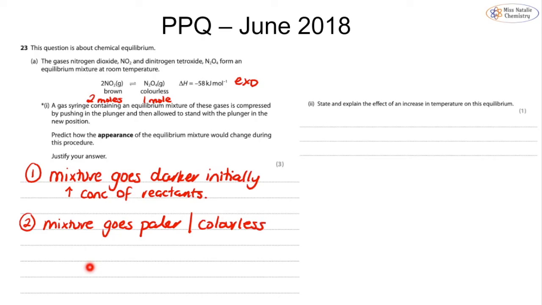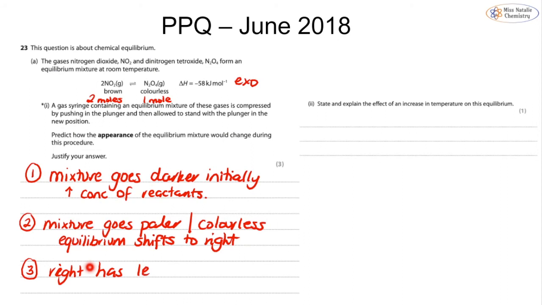And the reason for that is the equilibrium is going to be shifting to the right. And why is it going to be shifting to the right? Well, because we have fewer moles on the right-hand side. So the right has fewer gas moles. So you can see that we are discussing what we see, what way the equilibrium has shifted, and why. Those are the 3 key points that you have to be hitting for an equilibrium question.